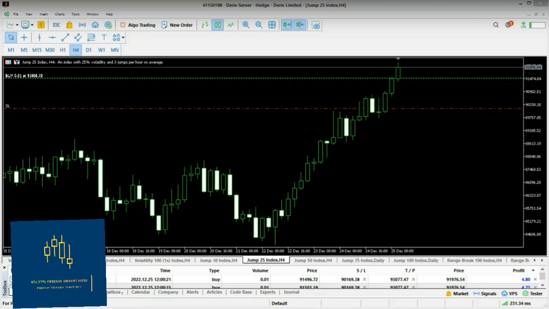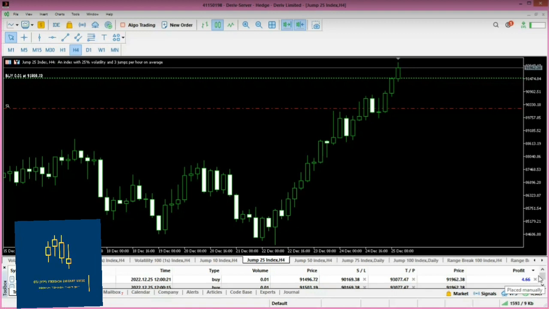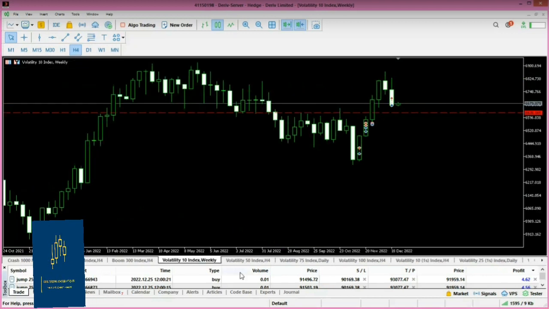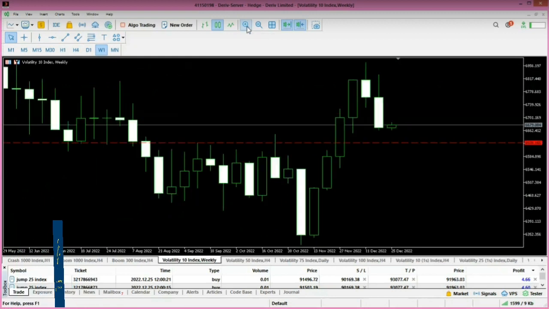So let us start with V10. Let's go and analyze our volatility 10 index. This is our volatility 10 index. Okay, so here we are. Let me just zoom in so that everyone can see.